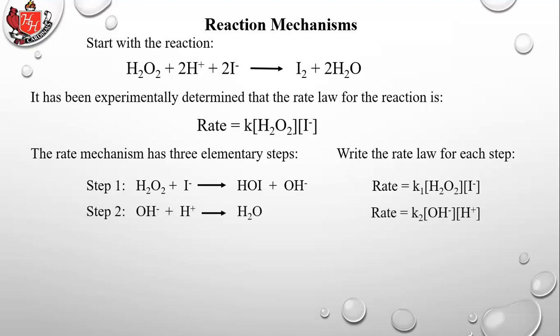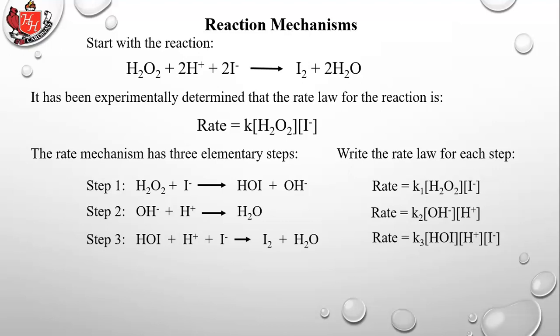Now let's go to step 2. The hydroxide that was produced in step 1 plus another one of the hydronium H plus ions combine to form water, H2O. And you can see that the rate law for that is rate equals K2 times concentration of hydroxide times concentration of H plus.